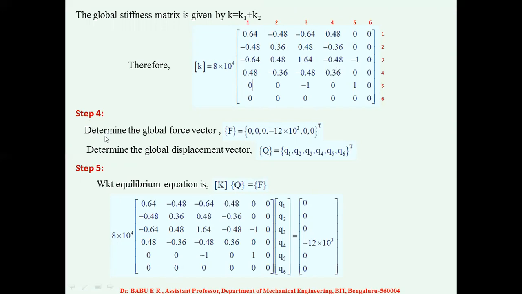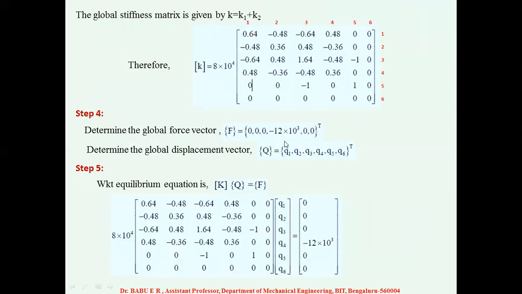The next step is we have to determine the global force vector. So F is equal to, since the truss element is represented in 2D format, every node will have 2 degrees of freedom. So the forces will also act along the x direction as well as the y direction. So at node 1 the force is F1, F2. At node 2 the force is F3, F4. At node 3 the force is F5, F6, transpose.